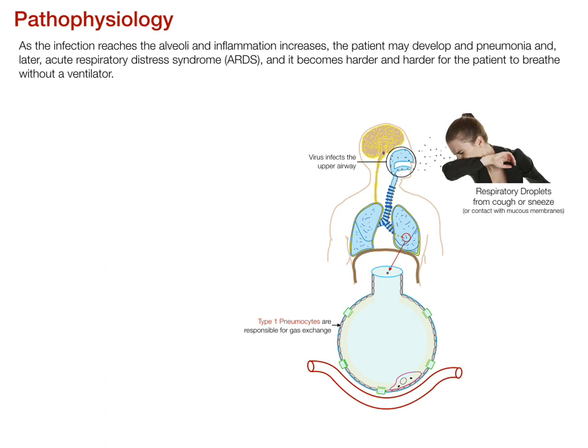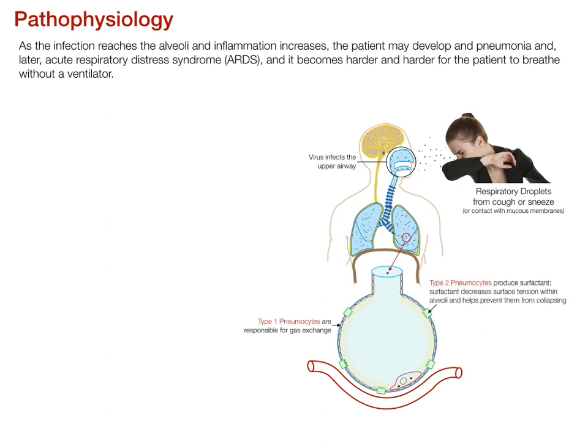One of those cells is a type 1 pneumocyte, and these are responsible for gas exchange. In other words, when oxygen gets absorbed into the capillary beds around the alveoli, or when CO2 is moving out of the capillaries and out of the bloodstream into the alveoli, it happens through these cells.